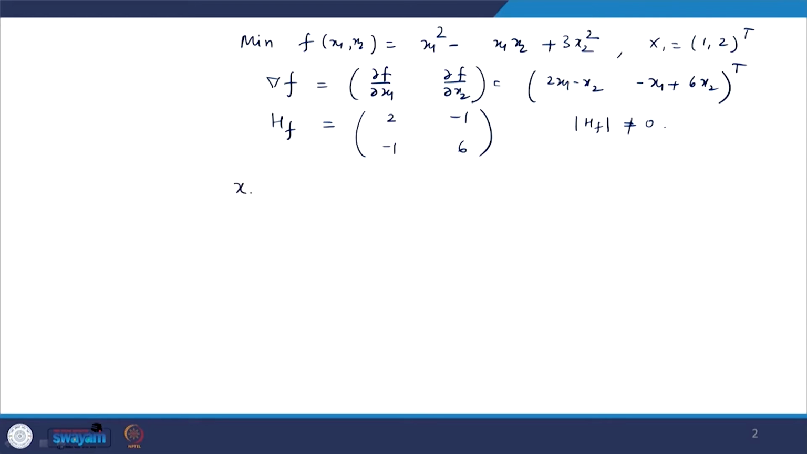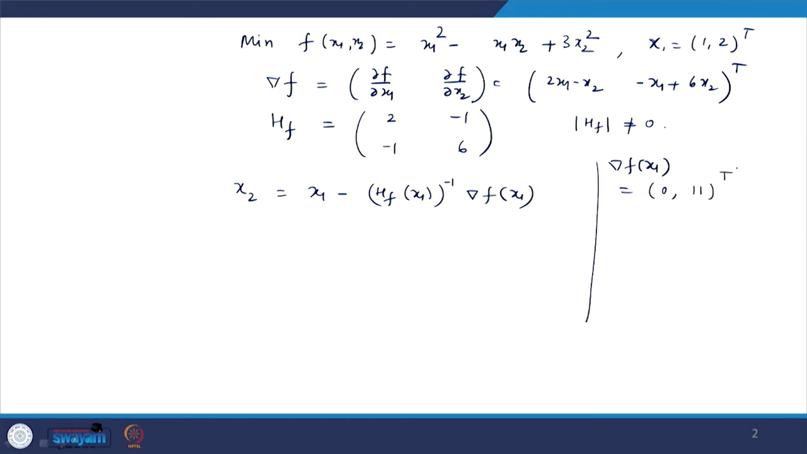If you want x2, it is x1 minus the inverse of the Hessian matrix of f at x1 times the gradient of f at x1. This is by Newton's formula. So what is the gradient of f at x1? Now x1 is (1, 2). You substitute 1 and 2, so it is 0. You substitute 1 here and 2 here, so it is 11. Okay. So now x2 is (1, 2) minus the inverse of the Hessian matrix, so now you have to find the inverse of this matrix. What is the inverse of this matrix?